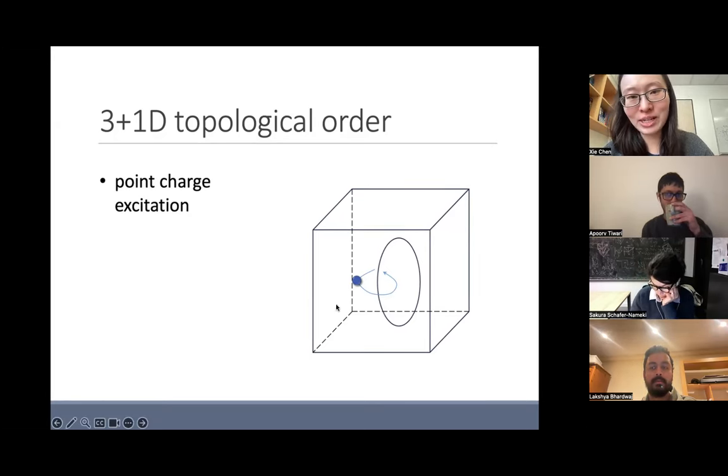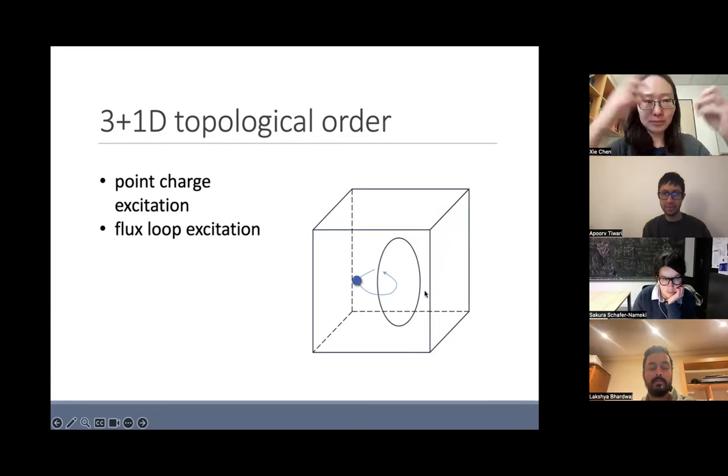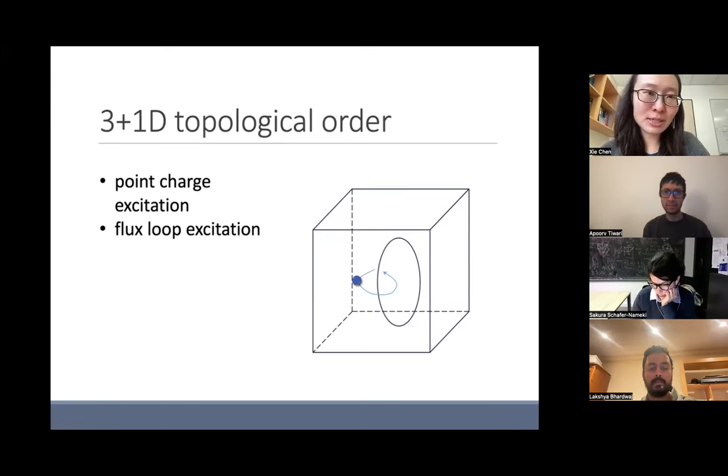The point is a point gauge charge excitation. And then we have a flux loop excitation in the form of a one-dimensional loop. It carries the gauge flux of the gauge theory. And then we know what non-trivial thing can happen between them.